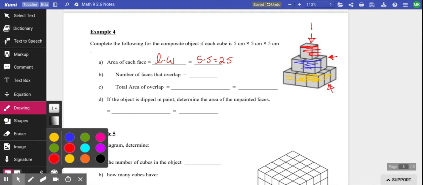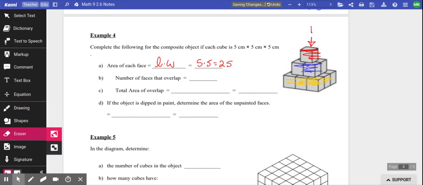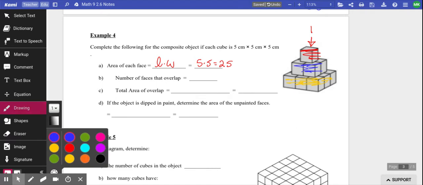If I look in the middle layer, the blue layer, and I ask in that layer how many sides would be overlapped? On the top of this blue layer, there would be 1. But on the bottom, how many would be overlapped? There'd be 4. So in total, that layer would have 5 covered faces. 1 on the top, 4 on the bottom.